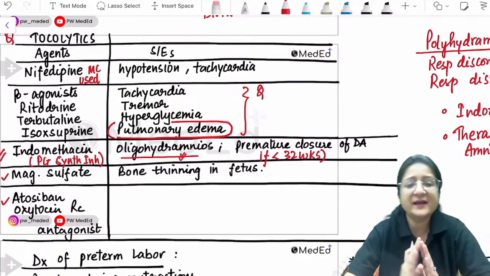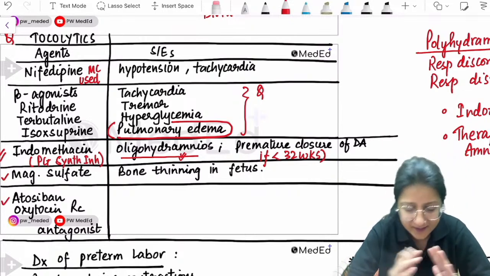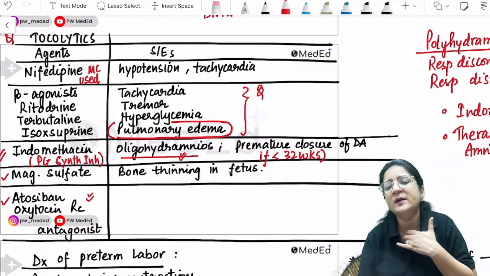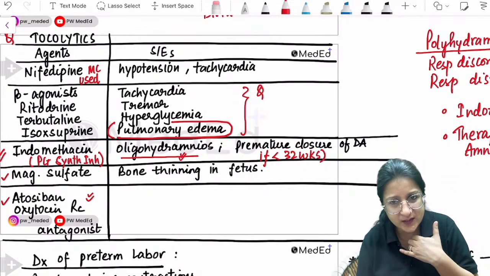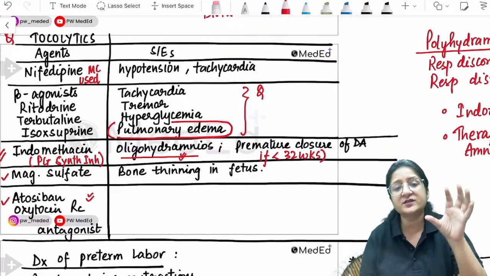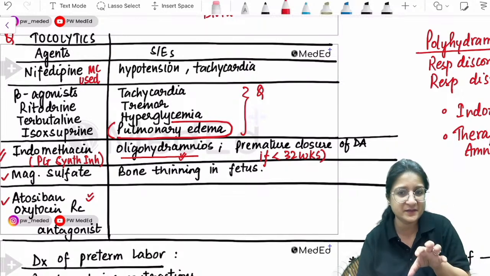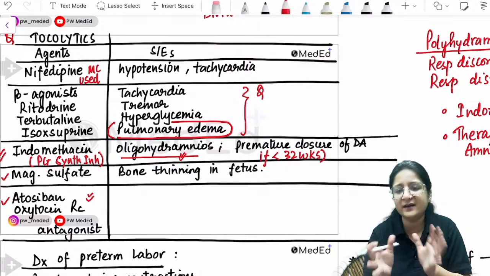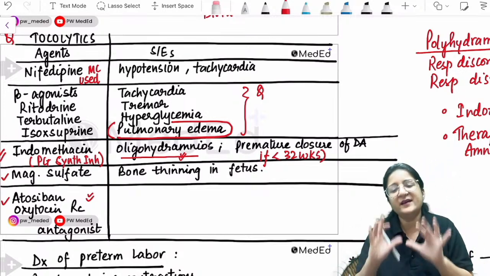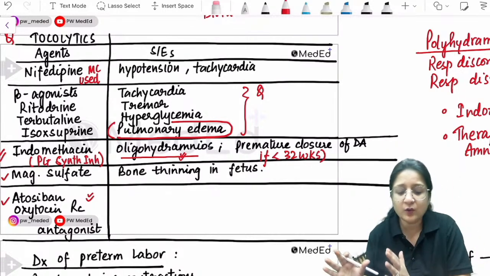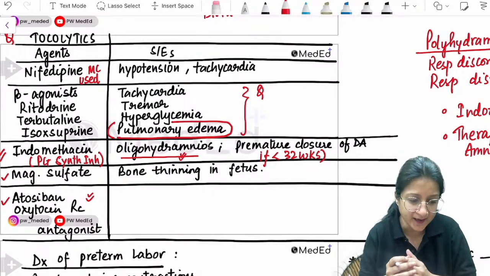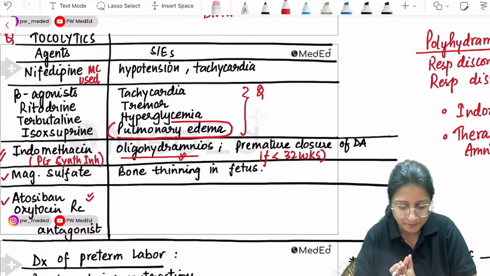Then we have atosiban, which is an oxytocin receptor antagonist. Remember this drug, atosiban. It is available in India also. Private practitioners are using it. It is not available in government supply. At least remember this much. There is very conflicting evidence regarding whether atosiban is good or not, so let's not go into the details of those, but at least remember the drugs that have tocolytic action. This much you should definitely know.